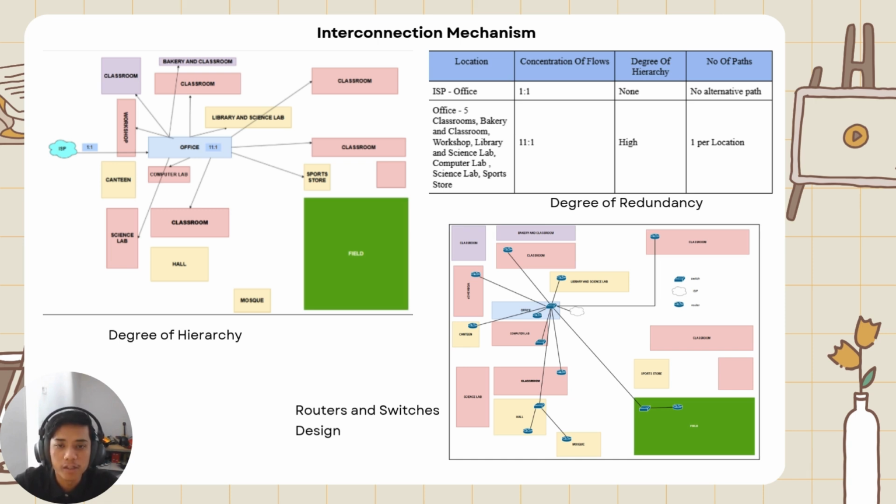The second table on degree of redundancy highlights high redundancy for classroom and labs, with multiple connection pairs ensuring fault tolerance. This mechanism is designed to optimize data transfer rate, minimize downtime, and provide a reliable network backbone, which is vital for a busy educational institution like SMK Seri Mahkota.